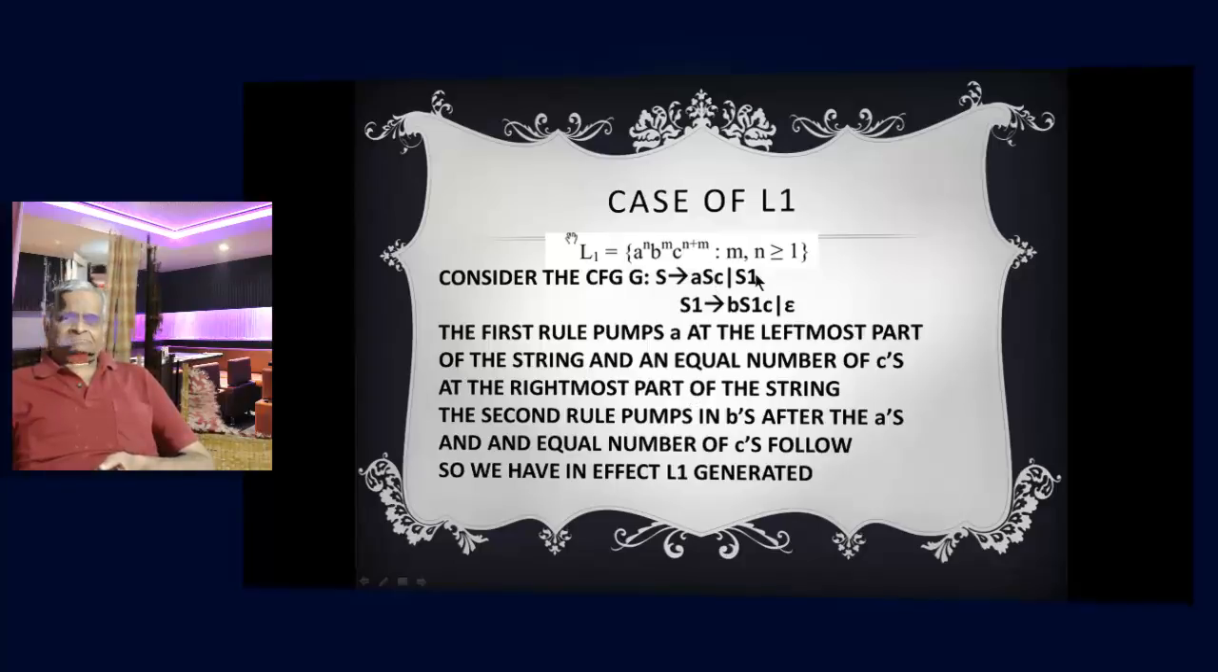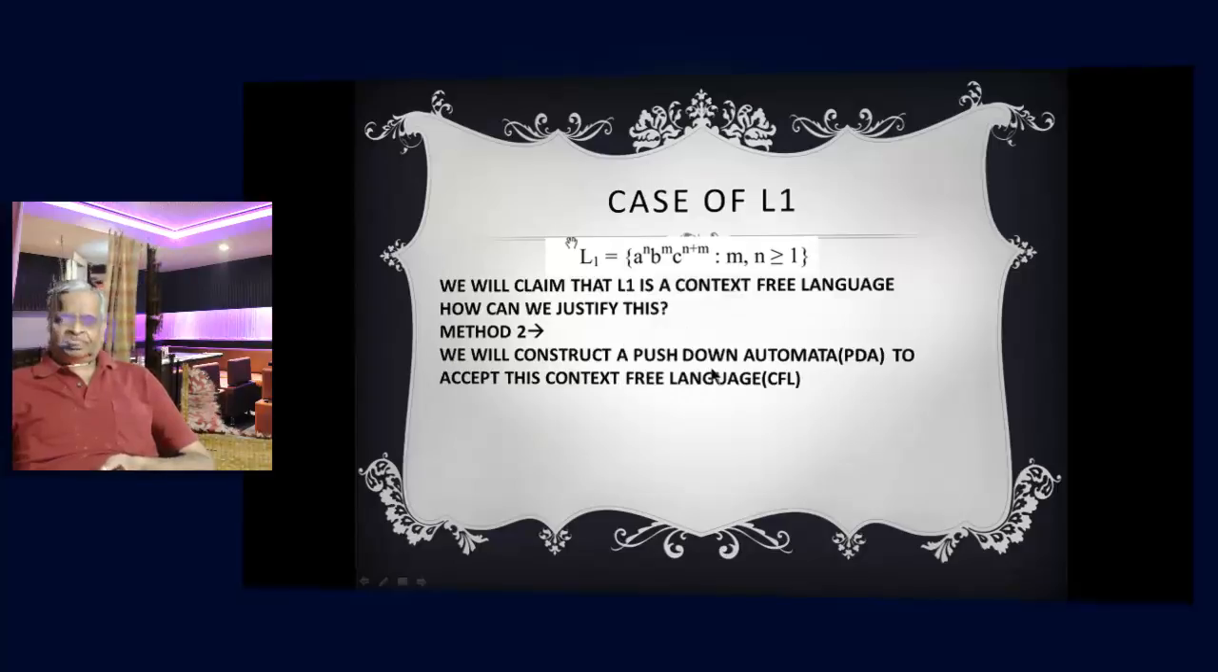Then S goes to S1. In the second step, B's are pumped after A's, and immediately C's are pumped after that. Whenever A comes, a C will come. Whenever B comes, a C will come. The number of A's plus the number of B's is equal to the number of C's. The number of A's is independent of the number of B's. We can apply the first rule as many times as we want, independently of the second one. So this grammar in effect generates L1. This is a context-free grammar because the left-hand side of each rule is a single non-terminal. So L1 is a context-free language.